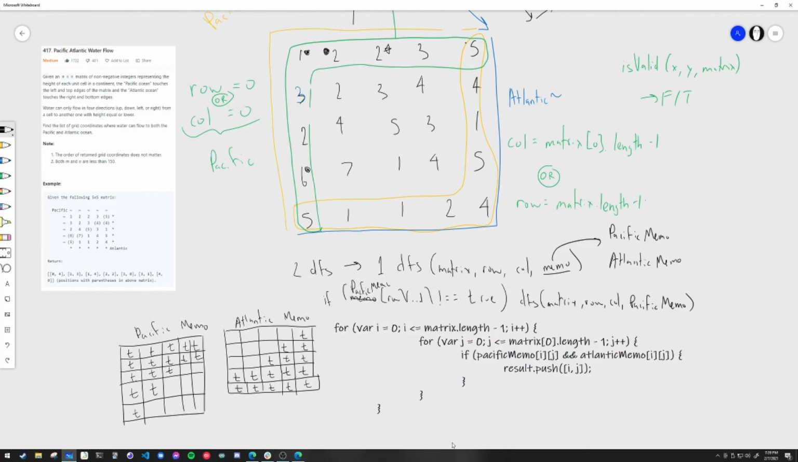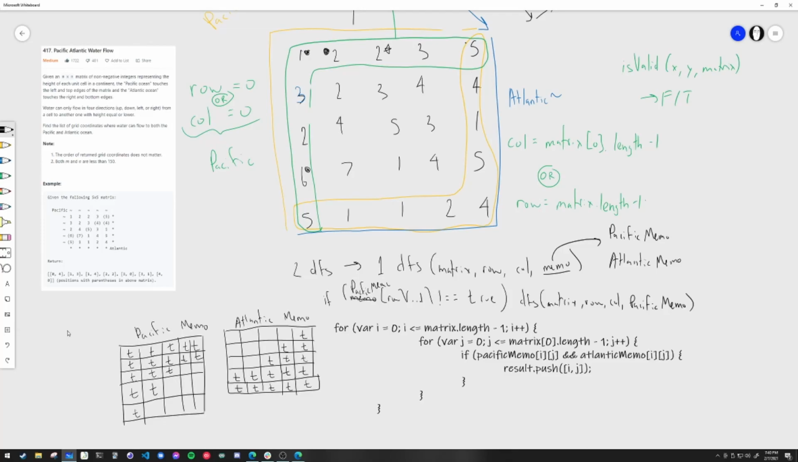So when you were first going through the Pacific memo, how did you give the coordinates? Did you just grab all the coordinates on the first row? I see what you're saying.